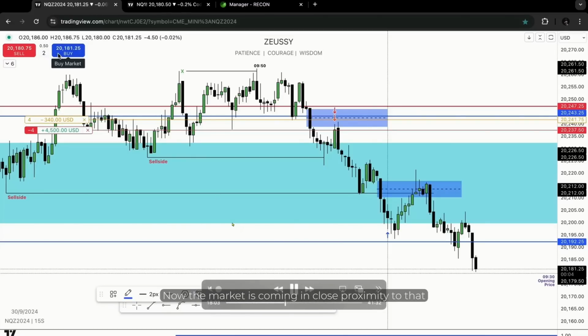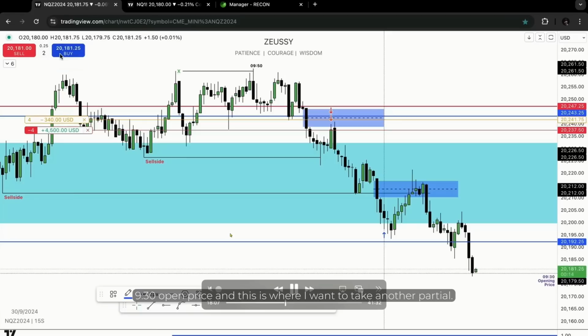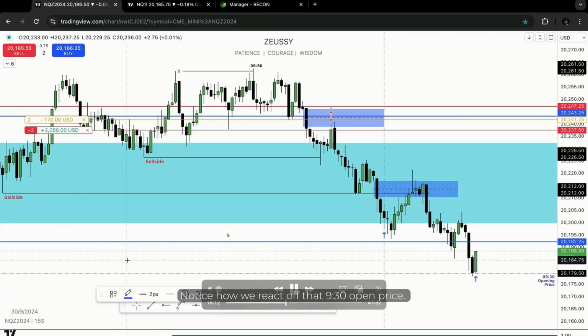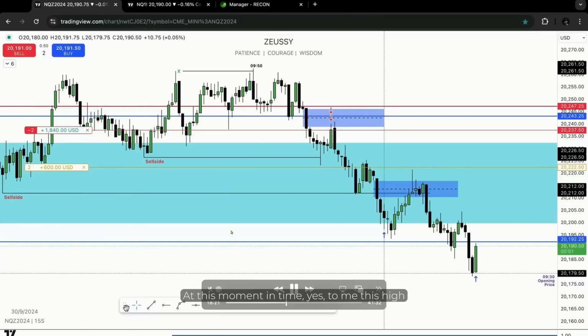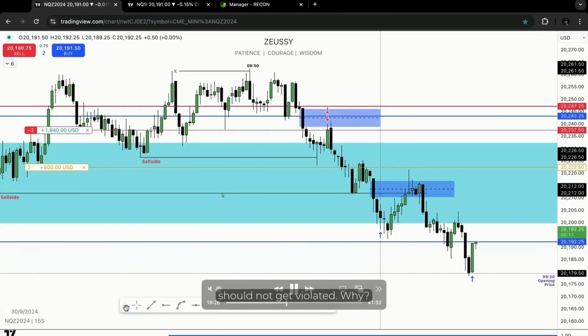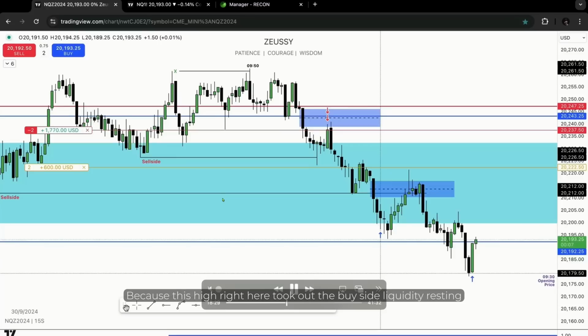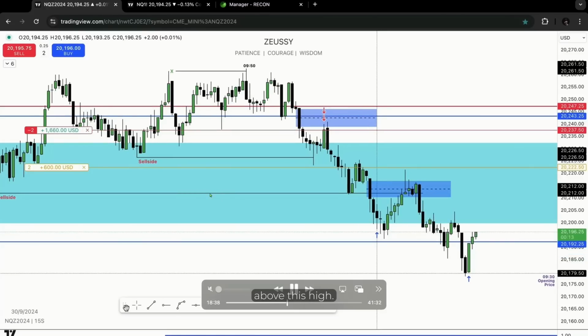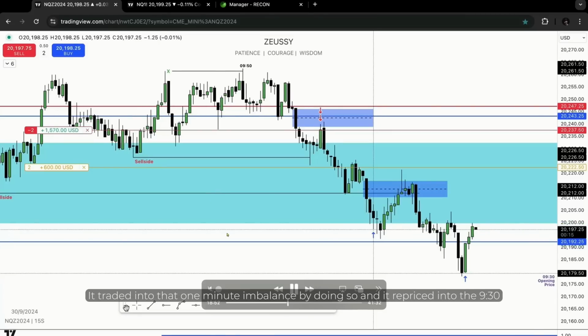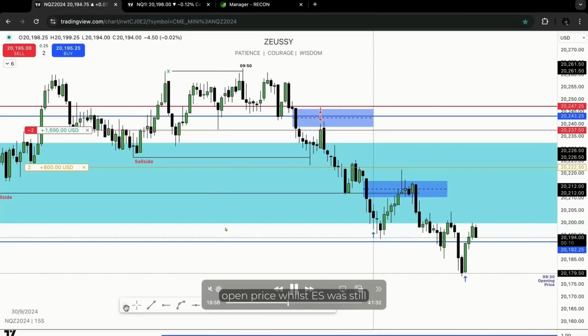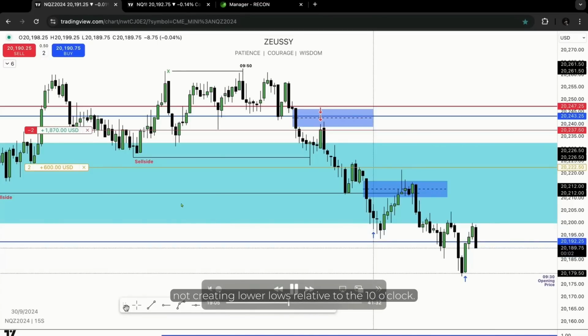Now the market is coming in close proximity to that 9:30 open price, and this is where I want to take another partial. Notice how we react off that 9:30 open price. At this moment in time, to me, this high should not get violated. Why? Because this high right here took out the buy side liquidity resting above this high. It traded into that 1 minute imbalance by doing so, and it repriced into the 9:30 open price whilst ES was still not creating lower lows relative to the 10 o'clock low.